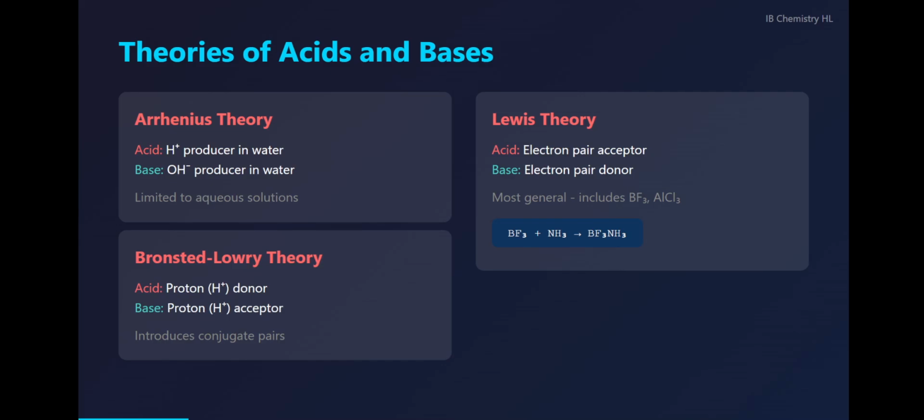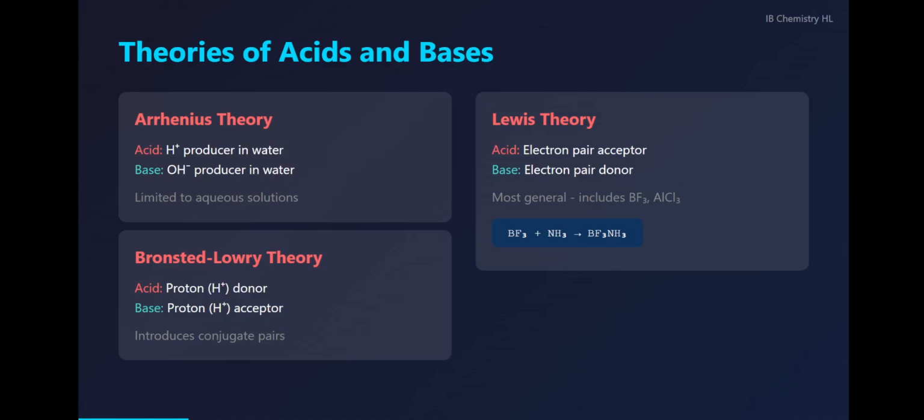Let's begin with the three main theories of acids and bases. The Arrhenius theory defines acids as proton donors producing H+ ions in water, and bases as hydroxide donors producing OH- ions in water. This is limited to aqueous solutions. The Bronsted-Lowry theory is more general. An acid is a proton donor, and a base is a proton acceptor. This introduces conjugate acid-base pairs.